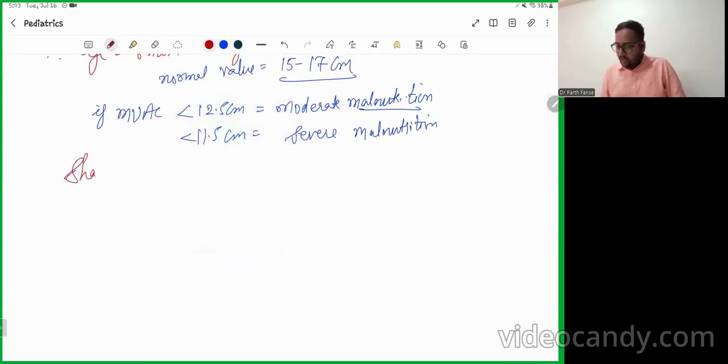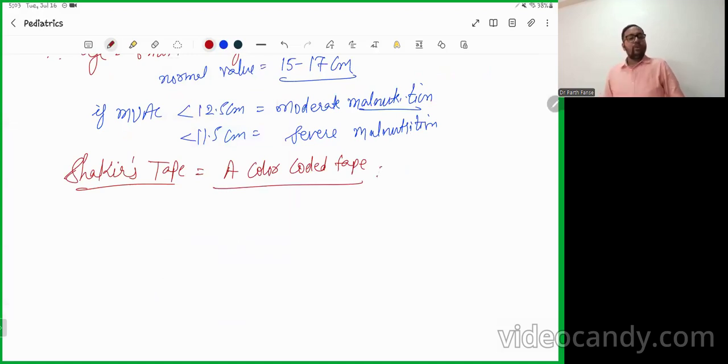The tape which is used is called Shakir's tape. It is a color coded tape, used for measurement of MUAC. Three zones are there: green zone, yellow zone, and red zone. Now each indicates a different thing.